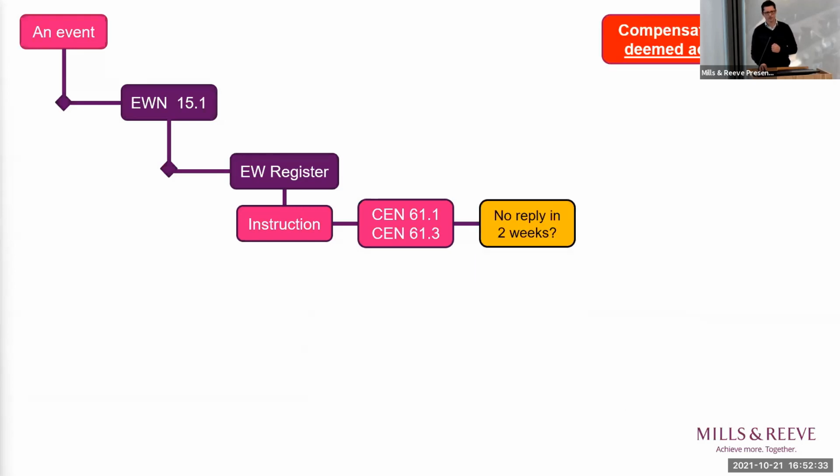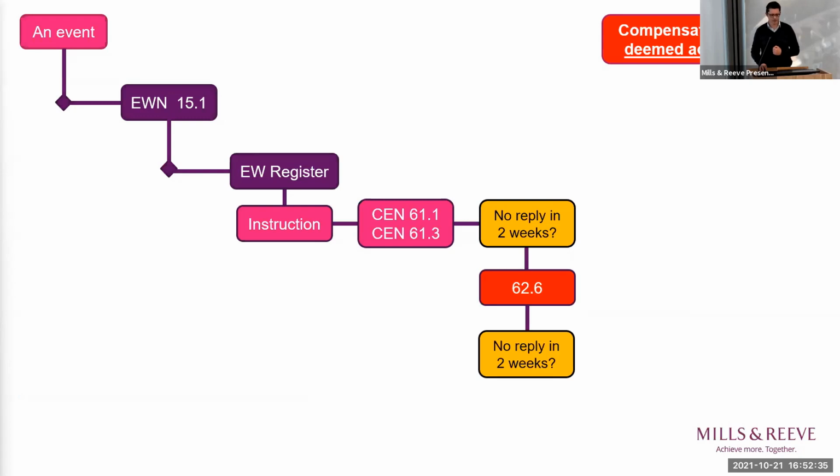Again, as I mentioned, there's lots to do within 2 weeks. If the contractor submits a nudge notice under 62.6 and the PM fails to respond to that, the PM is deemed to have accepted the contractor's quotation.